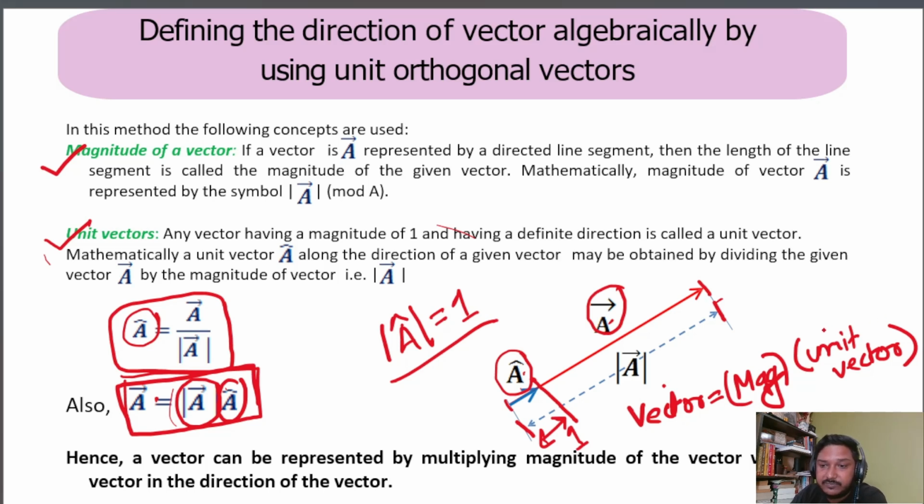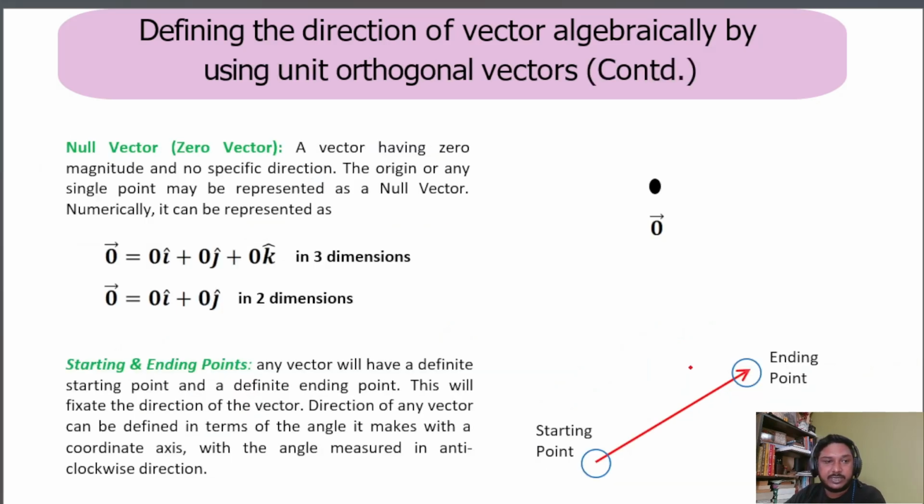So if the unit vector is along the x-axis, this vector will also be pointed along the x-axis. If the unit vector is pointed along the y-axis, then this vector will also be pointed along the y-axis. Okay, and if it is in some random direction, say 45 degrees with respect to the x-axis, if the unit vector is in that direction, then the original vector will also be in that direction. Okay, so with that concept, let's go to the next concept, which is called the null vector.